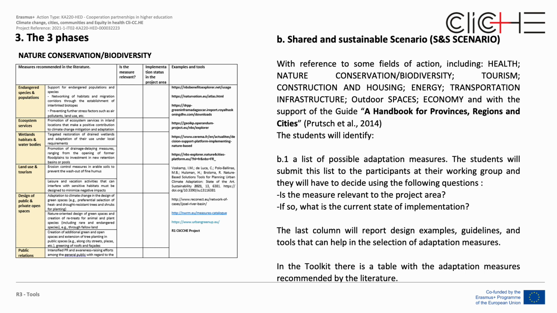The shared and sustainable scenario is about the sustainable and desirable scenario built with the participation of the local community, referring to some fields of action including health, nature conservation and biodiversity, tourism, construction and housing, energy, transportation and infrastructures, outdoor spaces, economy. With the support of the guide, A Handbook for Provinces, Regions, and Cities, the students will identify a list of possible adaptation measures that they will submit to the participants in their working group in order to decide on the following questions.